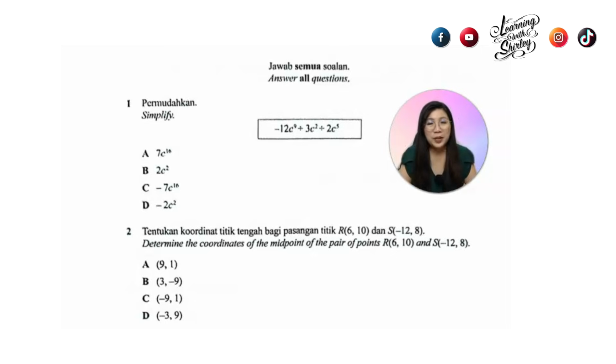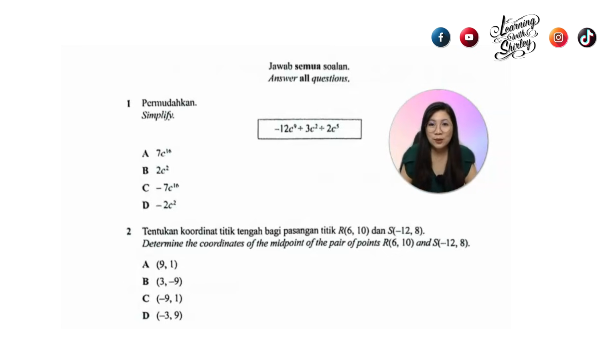In today's video, we're going to discuss questions 1 to 10 for the Perak trial paper, paper 1. Paper 1 consists of 40 objective questions, and students are required to finish all 40 questions in less than 1 hour and 30 minutes. Okay, let's look at question number 1.